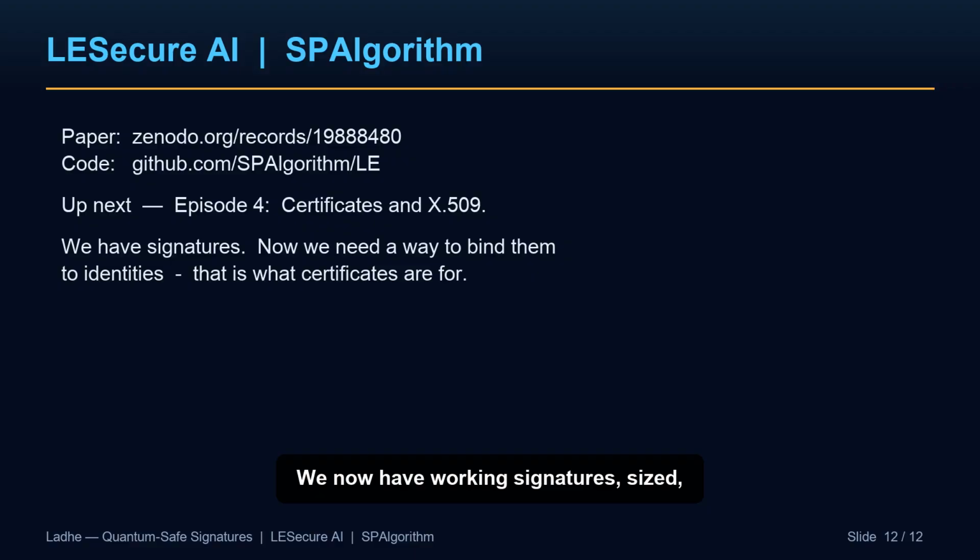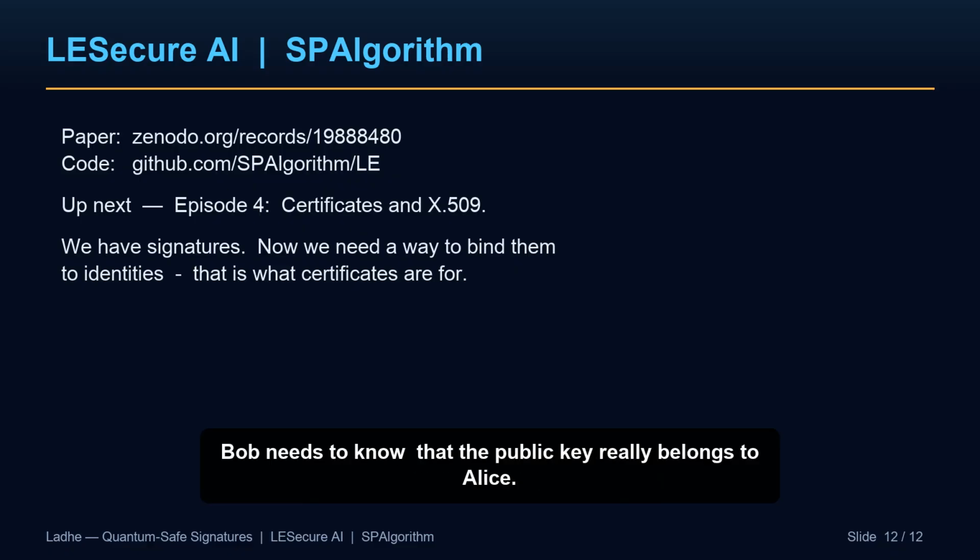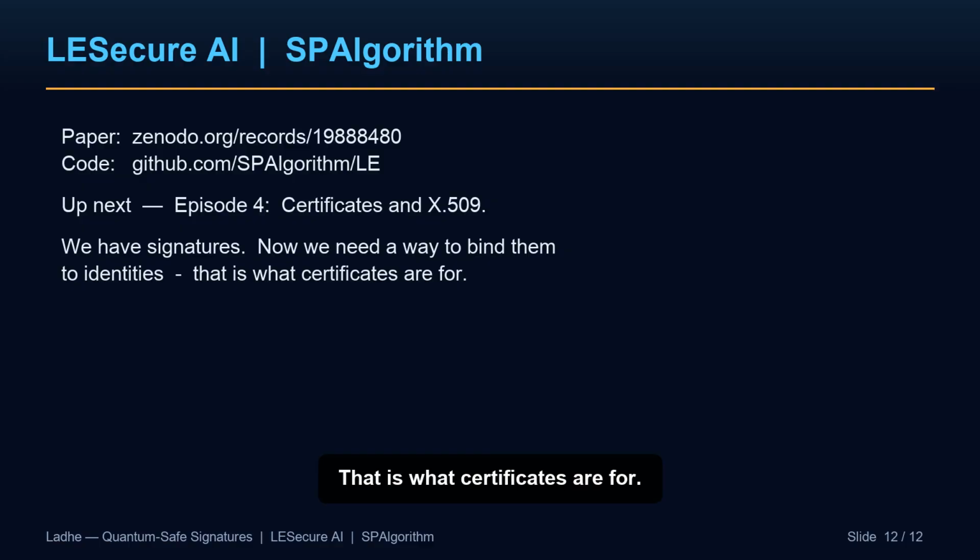We now have working signatures, sized, and compared honestly against the alternatives. Up next, Episode 4, Certificates and X.509. Signatures alone are not enough. Bob needs to know that the public key really belongs to Alice. That is what certificates are for.